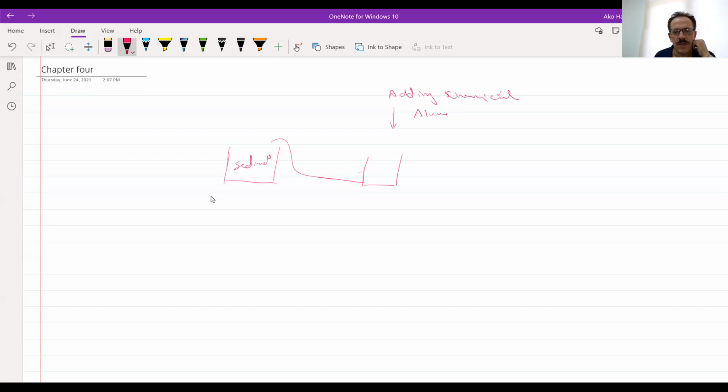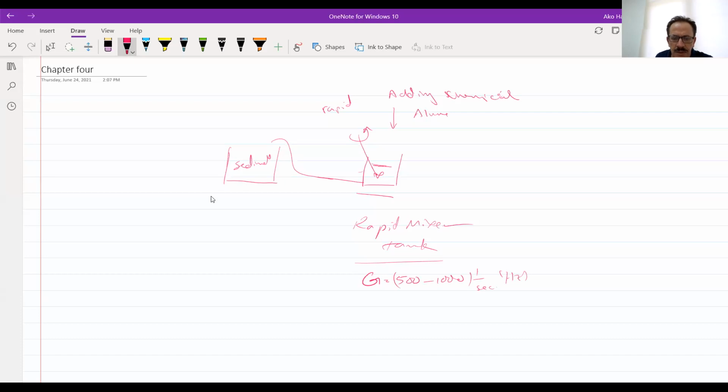So we will add some alum to this tank, and we will do rapid mixing, and this tank is called the rapid mixer tank. Why is it rapid? Because we have a value of G. Do you remember the value of G? It's 500 to 1000 per second, or hertz.